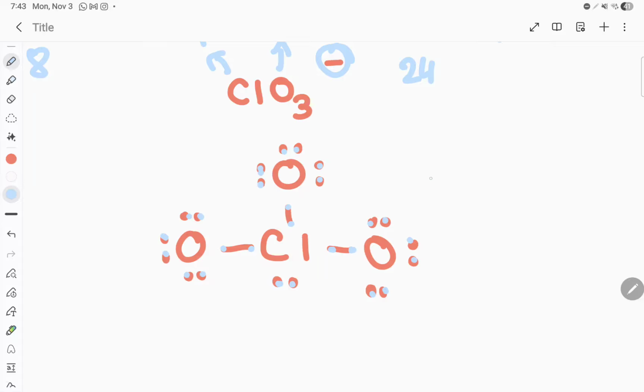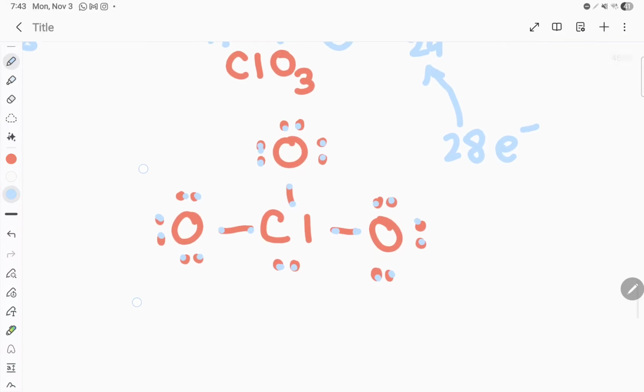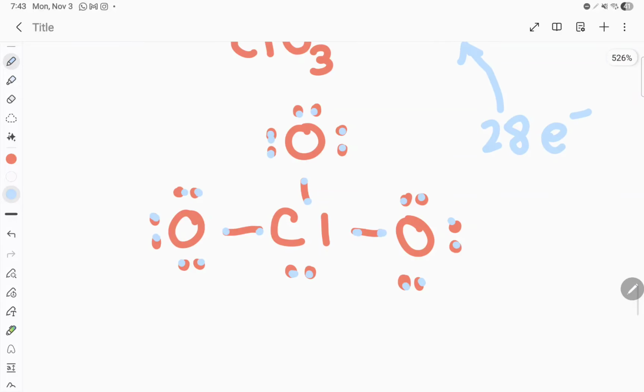So it's 28 electrons. Right? But we need 26. So we need to get rid of one pair. How do we do that? Whenever you see you have extra, I want you to take away 2 from any molecule and then take away 1 from Cl. What do you do in its place? You add a double bond.